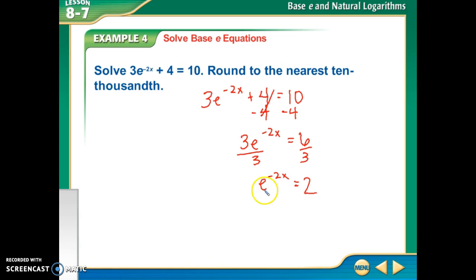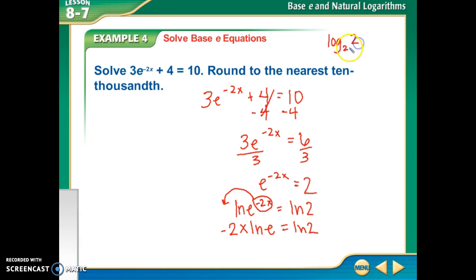So now to cancel out my e, I'm going to take a natural log of both sides. So I have natural log of e to the negative 2x equals natural log of 2. And then my rule says that I can take my exponent and put it out front. So I have negative 2x times natural log of e equals natural log of 2. Right? And just like with logarithms, we talked about this in class, our rule, if I have log base 2 of 2, that just cancels to 1.